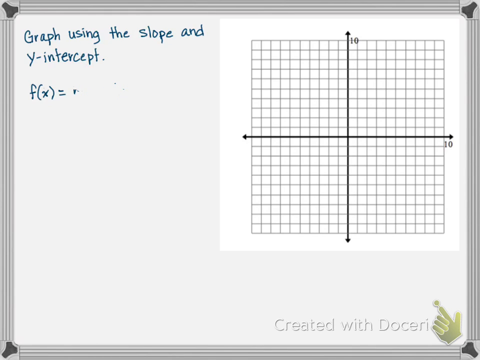So let's graph f of x equals 3x minus 4. What is my slope? 3 over 1. Mm-hmm. So 3. And what is my y-intercept?